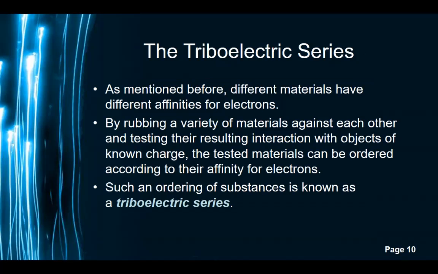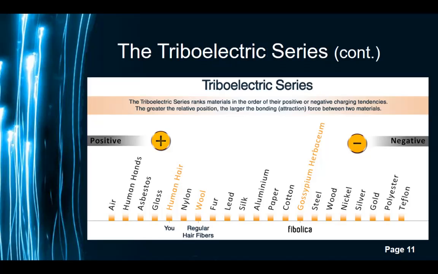Different materials, as we mentioned before, have different affinities for electrons. By rubbing a variety of materials against each other and testing their resulting interaction with objects of known charge, the tested materials can be ordered according to their affinity for electrons. Such an ordering of these substances is known as the triboelectric series and looks something like this. We can add more or fewer materials to this list based on their electron affinity, and that makes it easier to pick out which one is more likely to become positive and less likely to become positive. They go in this order because of their actual properties at the atomic level.